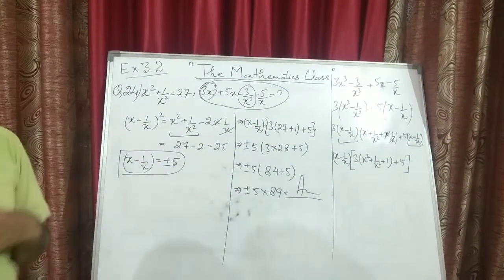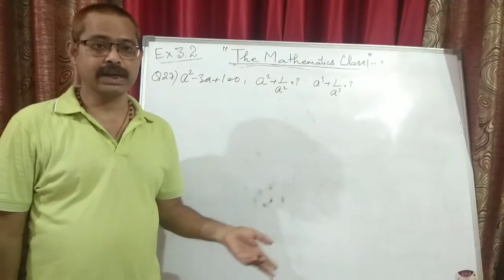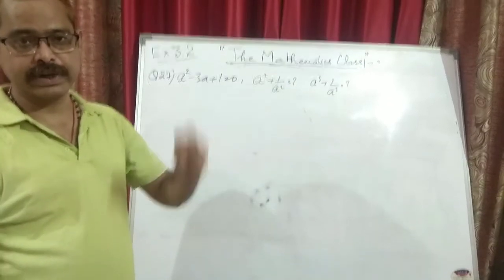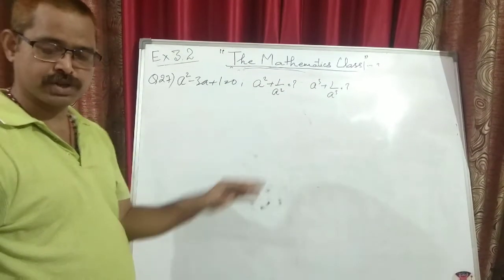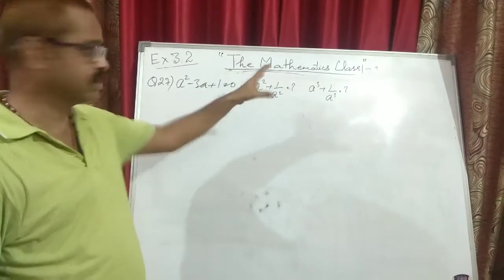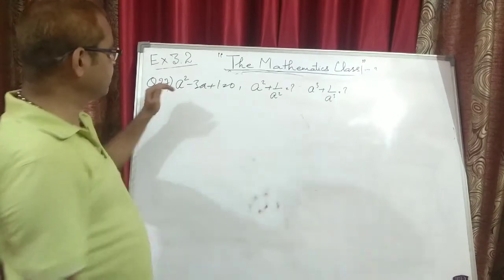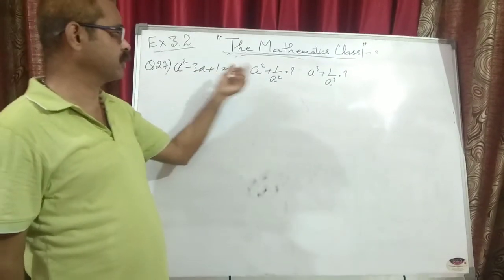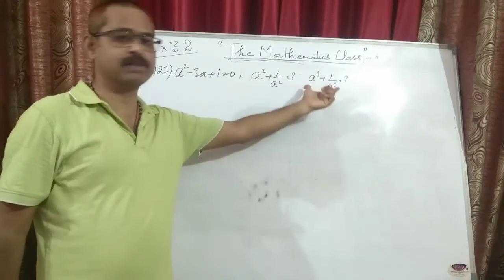Next we move on to question number 27. So this will be the last question. I will be just giving you the hint, and I hope that you have understood how many questions we have done. According to that, you can carry on with these also. So in this you are being given a square minus 3a plus 1 equal to 0. You have to find out a square plus 1 upon a square and a cube plus 1 upon a cube.